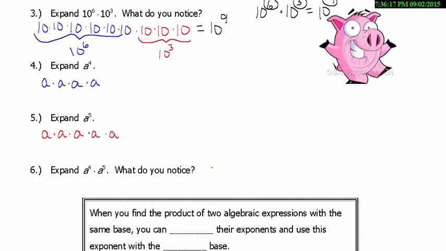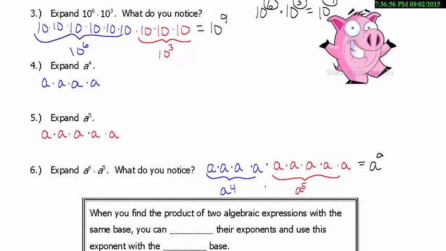Okay, well, let's write this out. A times a times a times a. I'm going to cheat, and I'm just going to copy and paste down here. So now we're multiplying by a times a times a times a times a. And we'll try to figure out, okay, what do we notice? Right here, we have a to the 4th, and that's multiplied by, right here, a to the 5th, right? How many total a's do I have? 1, 2, 3, 4, 5, 6, 7, 8, 9. So I guess this would be a to the 9th power.